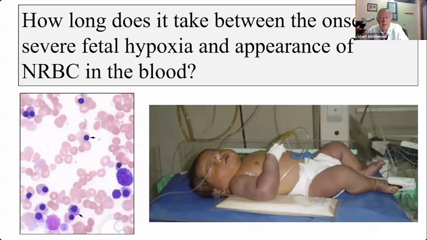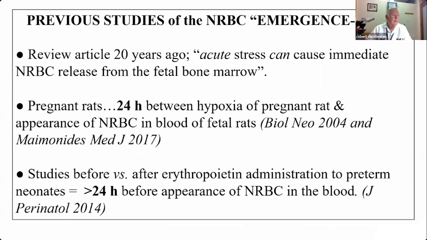So, how long does it take between the onset of severe fetal hypoxia and the appearance of nucleated red cells in the blood? There have been several publications on this. The first one, 20 years ago, didn't provide any experimental evidence, but did state acute stress can cause immediate nucleated red cell release from the bone marrow. However, the animal experiments that followed over the next decades could not find that at all.